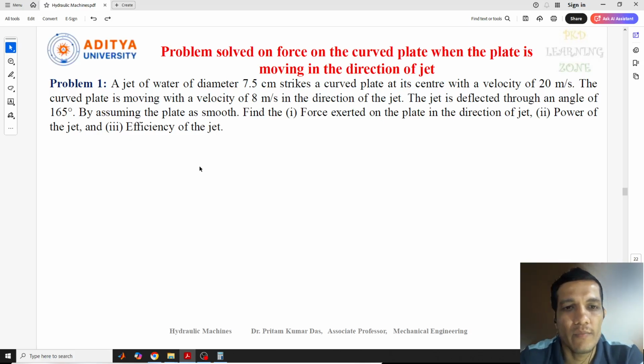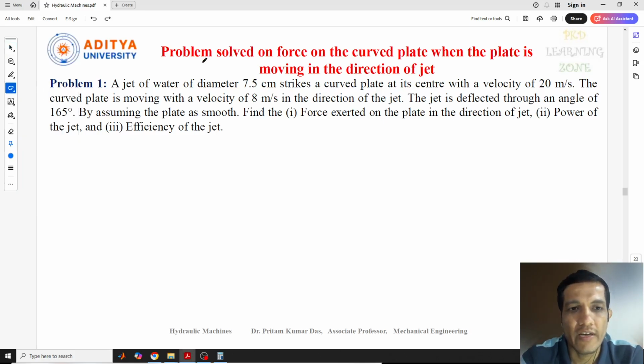In this lecture, we'll solve a problem on the force exerted by the jet on the curved plate when the plate is moving in the direction of jet. Similar concept, we derived an equation in our last video lecture. Based on that concept, we'll solve this problem. We identified the force exerted by the jet on the plate, and also calculated the work done by the jet. So based on that, we'll solve this.